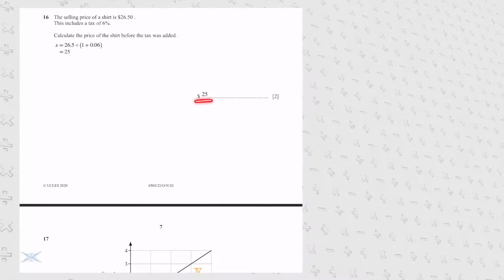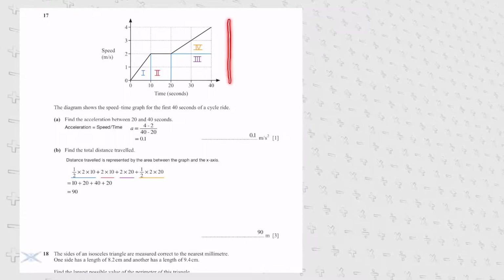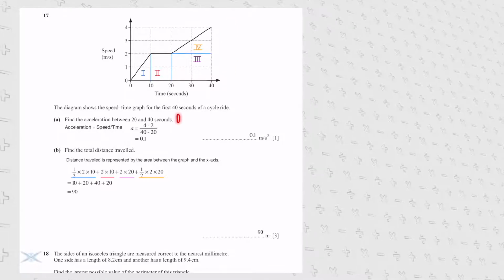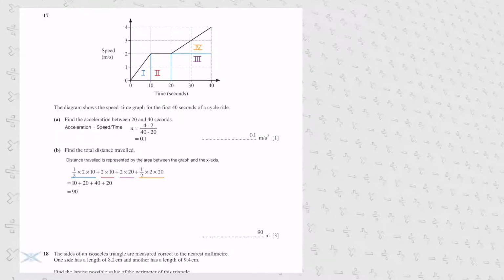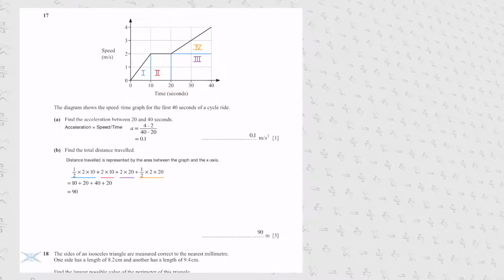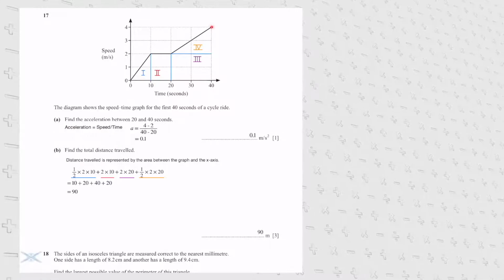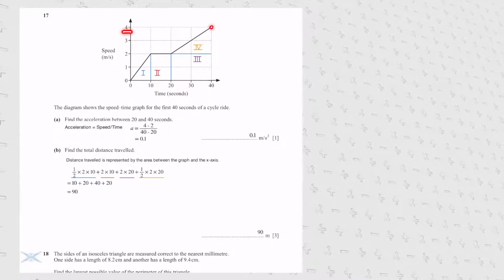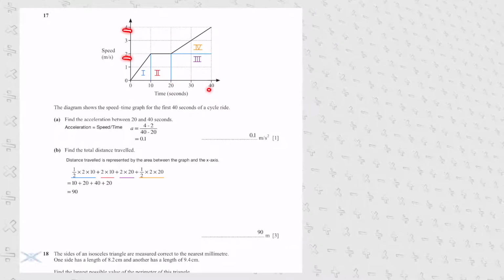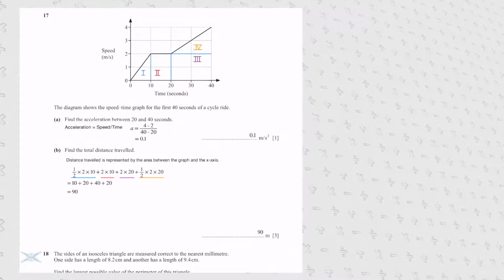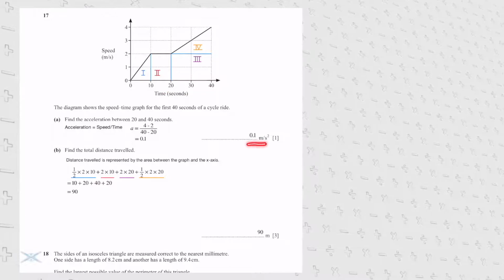In exercise 17, we are looking at a speed-time graph for the first 40 seconds of a cycle ride. And in A, we are required to find the acceleration between 20 and 40 seconds, which means that we are taking a closer look at this part of the graph. In physics, acceleration is defined by change in speed divided by time. So at second 40, our speed is 4 meters per second, and at second 20, 2 meters per second. So we now need to insert those values accordingly into our formula and arrive at the result that the acceleration between 20 and 40 seconds is 0.1 meters per second squared.